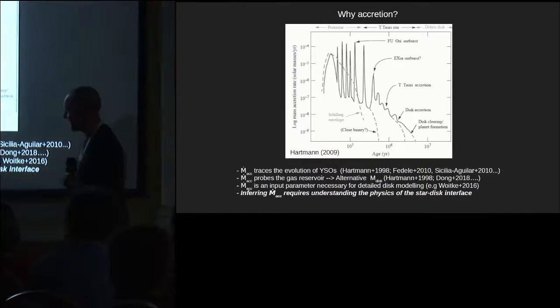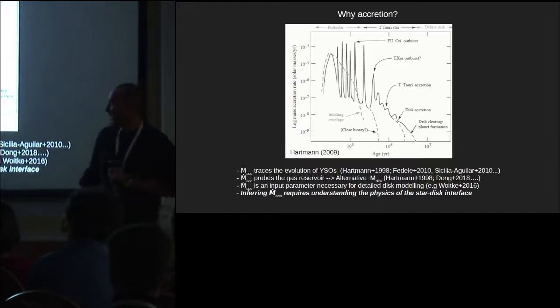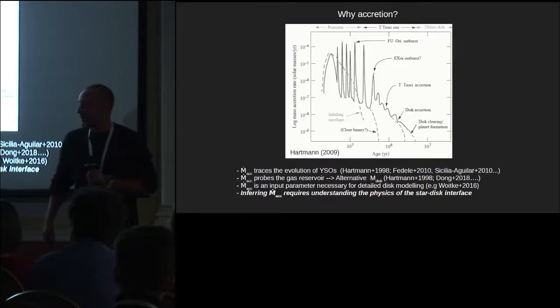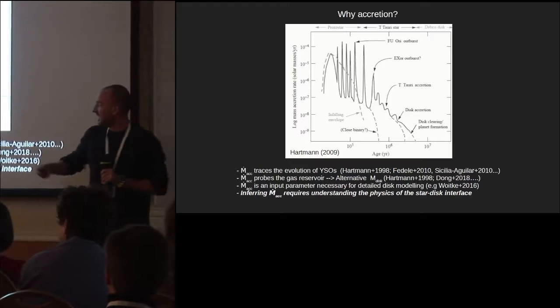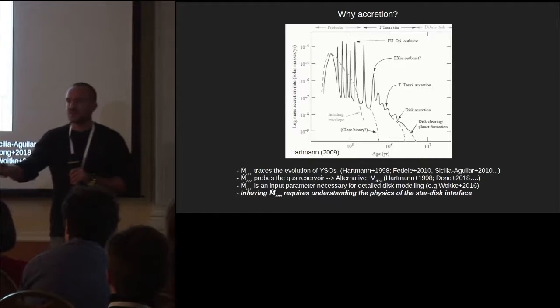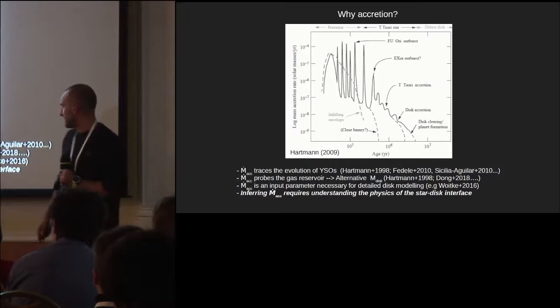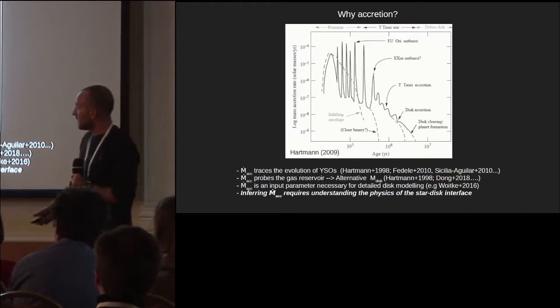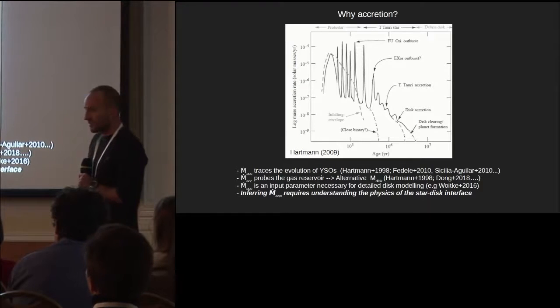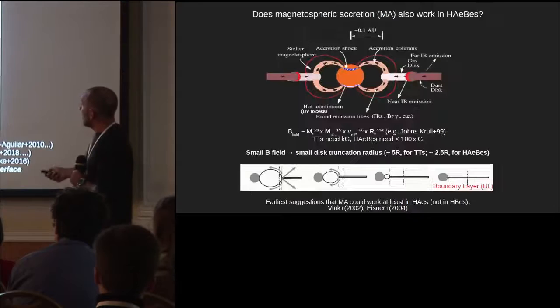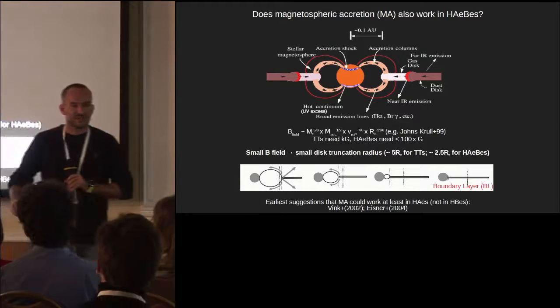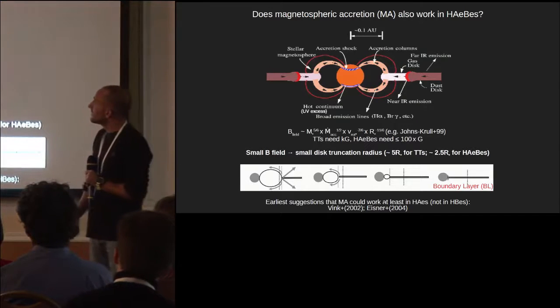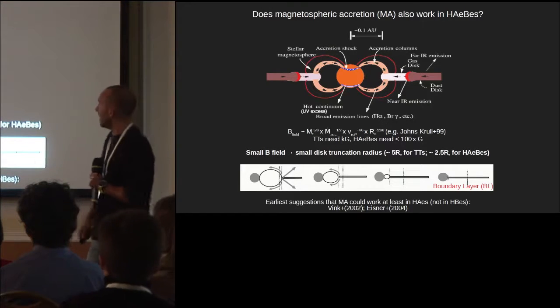And perhaps the most interesting is that we do not have direct access to the mass accretion rate, which means that even being an observational astronomer, I need an underlying physical model in order to translate from observations to mass accretion rates. So in other words, inferring the mass accretion rate requires understanding the physics of the star-disk interface. So then the question is, does the same model that is valid for the T Tauri stars also work for the Herbig Ae stars? Does magnetospheric accretion also work in these objects?